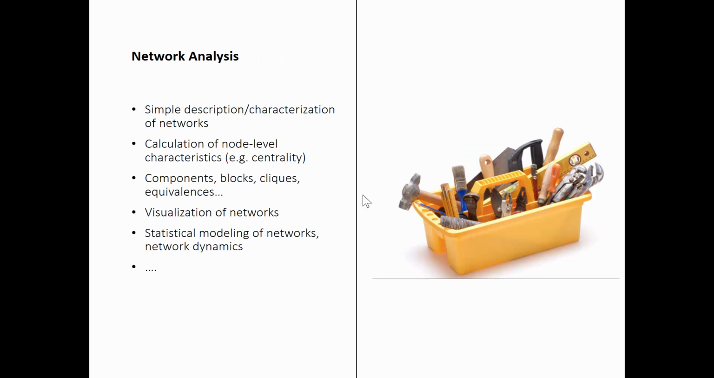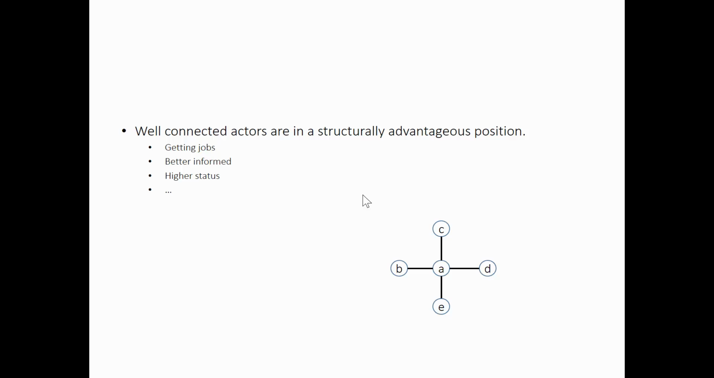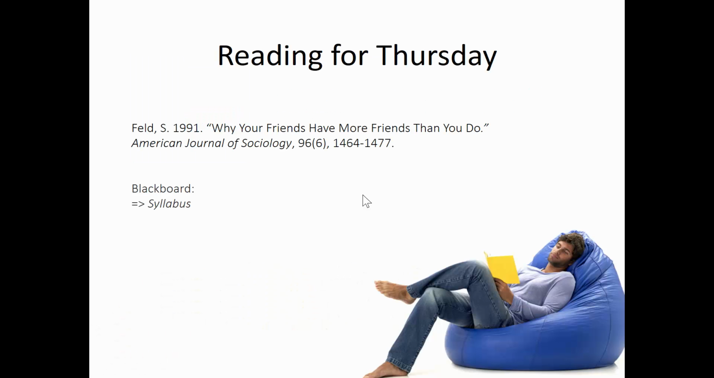And then network analysis is all about analyzing these networks. You can visualize them, you can plot them, you can make these fancy little movies, which is in this book that I'm writing. But you can also do a whole bunch of other things. You can calculate node level characteristics, and that's the stuff that I want to come back to next week. I didn't get to the distances and the centrality stuff, but I will talk about that on Thursday with you.